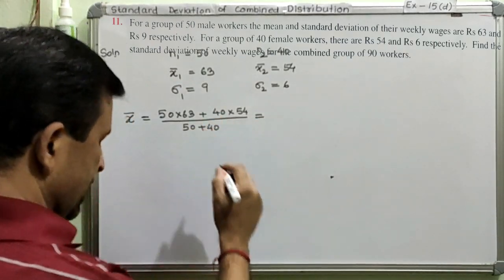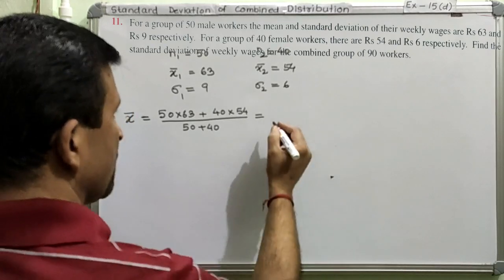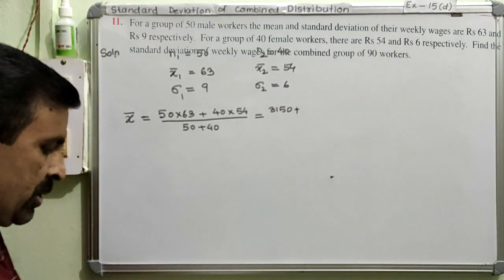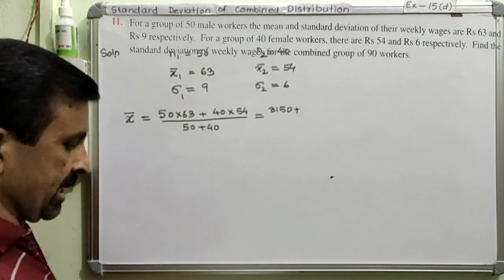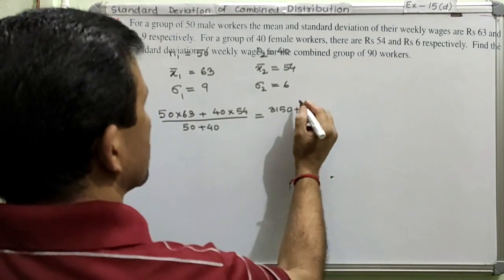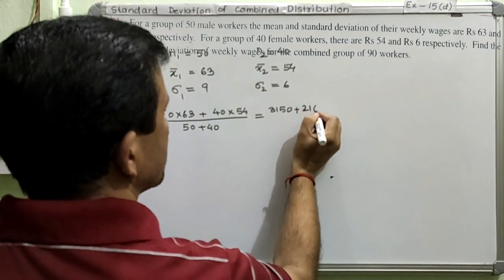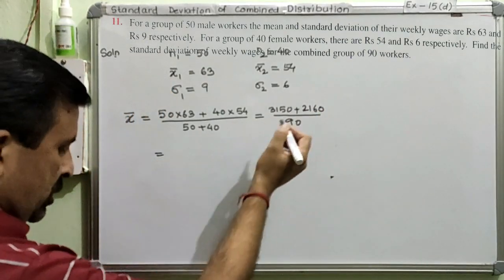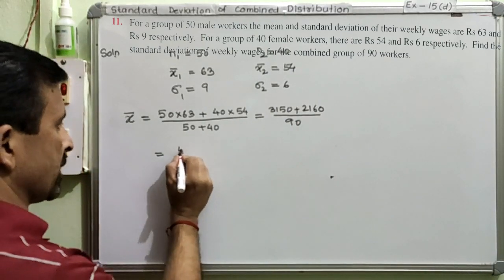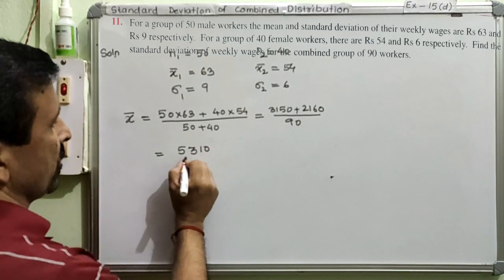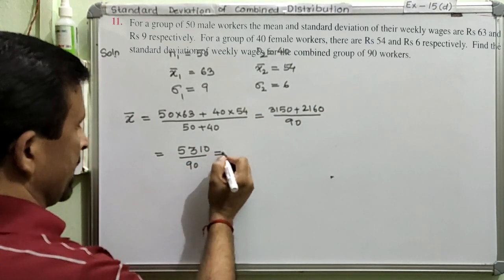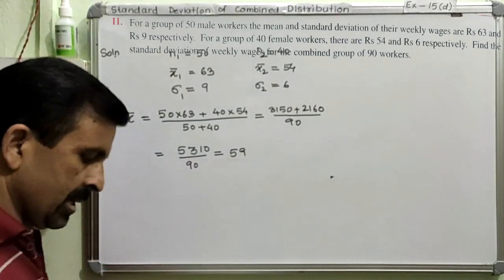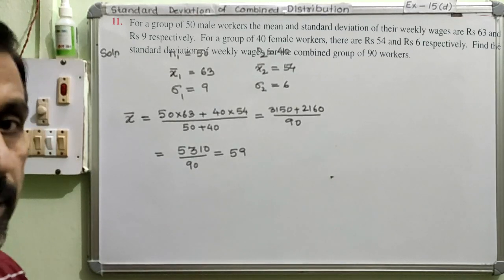So 63 into 50 is equal to 3150. And 54 into 40 is 2160. So the sum of these two is equal to 5310. 5310 divided by 90, and the value of the combined mean is coming as equal to 59. So now we are done with the combined mean, right?